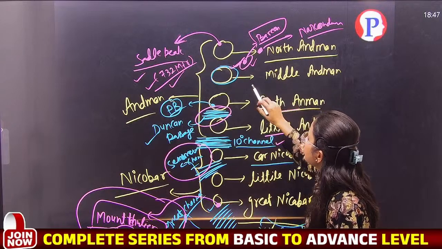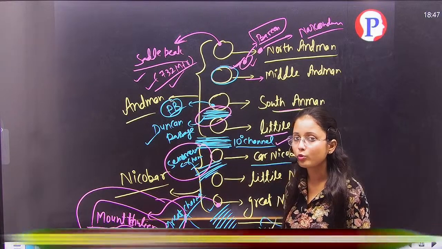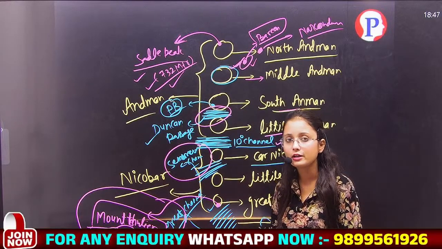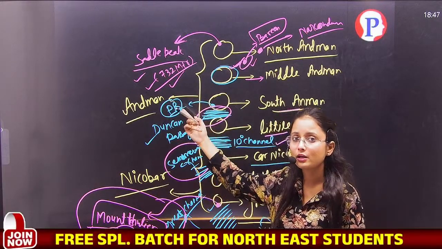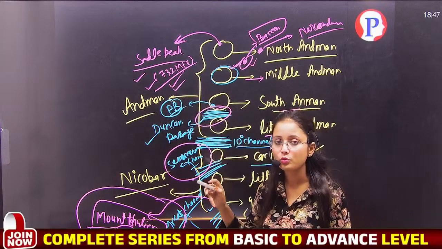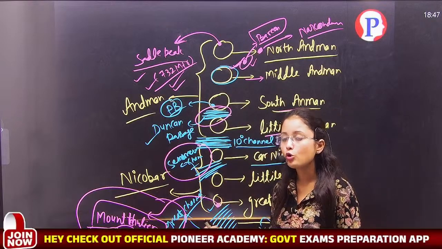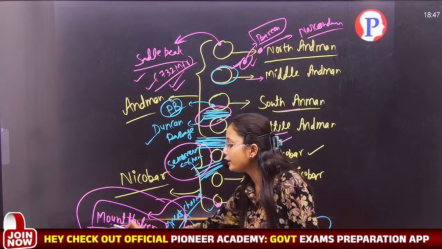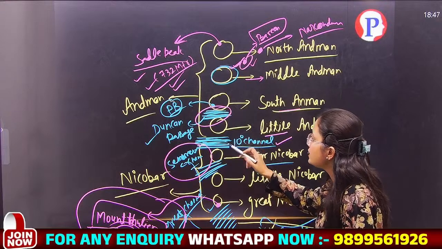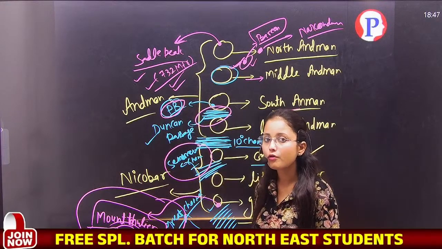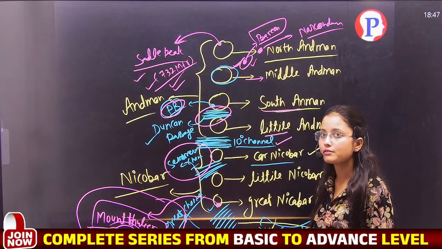Secondly, Middle Andaman is the largest island of Andaman and Nicobar, and there are 572 islands in Andaman and Nicobar. The highest peak of Andaman and Nicobar is Saddle Peak. The height of Saddle Peak is 732 meters. It is located in North Andaman. And the highest peak of Nicobar is Mount Thulier. The height of Mount Thulier is 642 meters. Now this is Port Blair, which is the capital of Andaman and Nicobar, and it is located in South Andaman. So these are the things we have discussed.